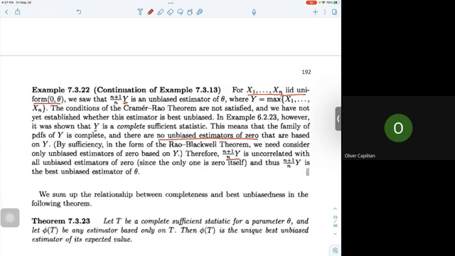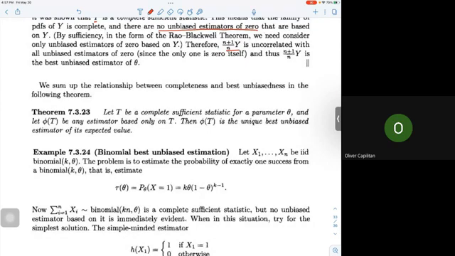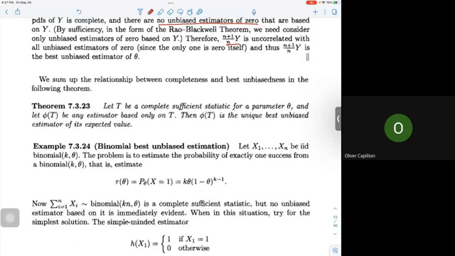Okay, so we sum up the relationship between completeness and best unbiasedness in the following theorem. So let T be a complete, take note, T here is a complete sufficient statistic for the parameter theta. Sufficient pa siya, complete pa siya. And then phi of T be any estimator based only on the complete sufficient statistic.